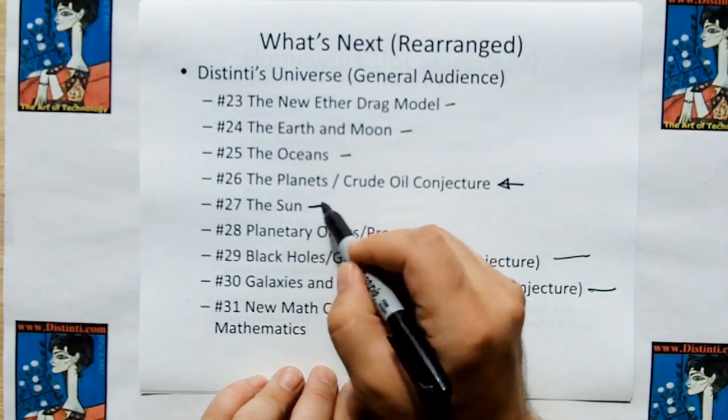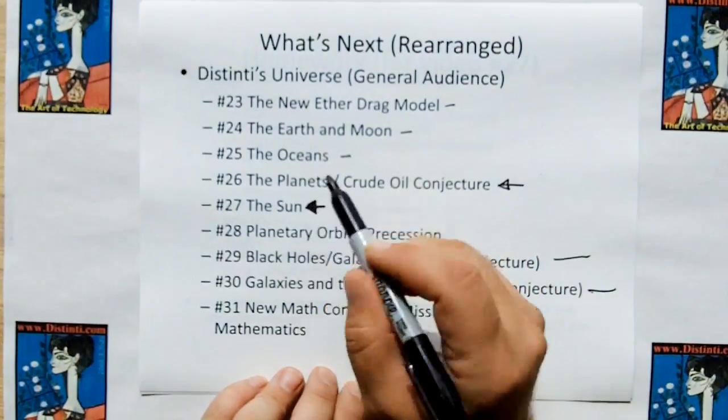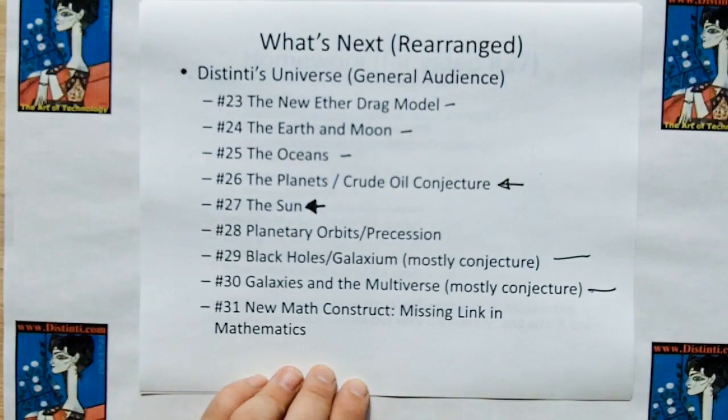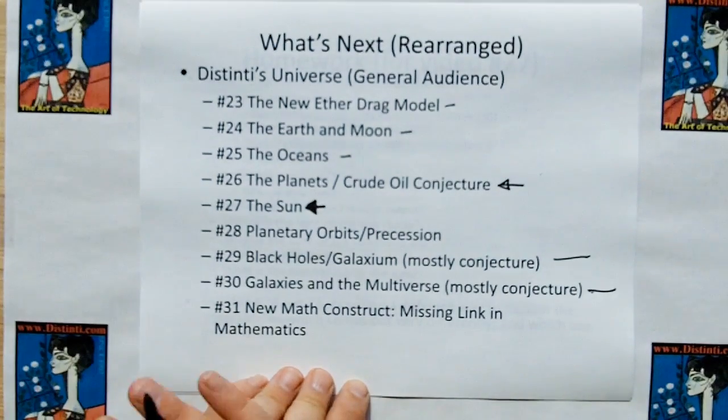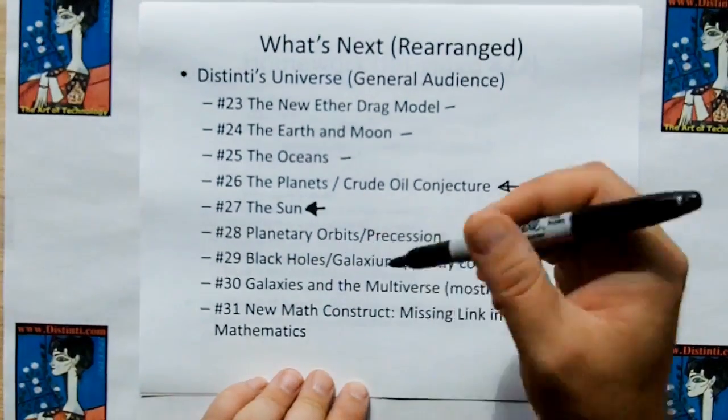Then we're going to talk about the sun. This one is going to be a lot of fun. I'm going to show you most of what we know about the sun, I think, is completely backwards. In other words, I'm going to be able to explain, well, that's in the next slide.